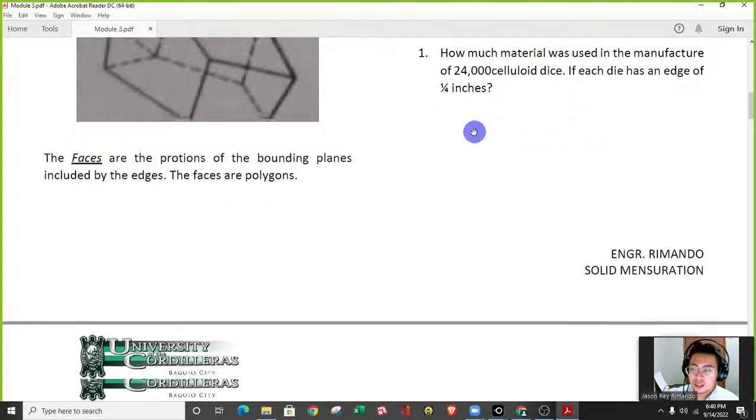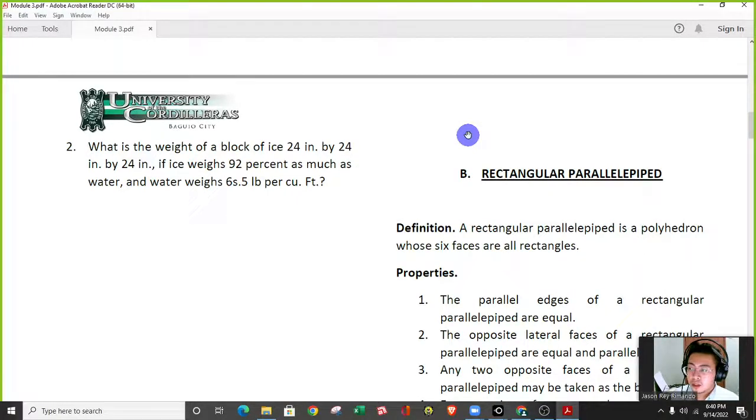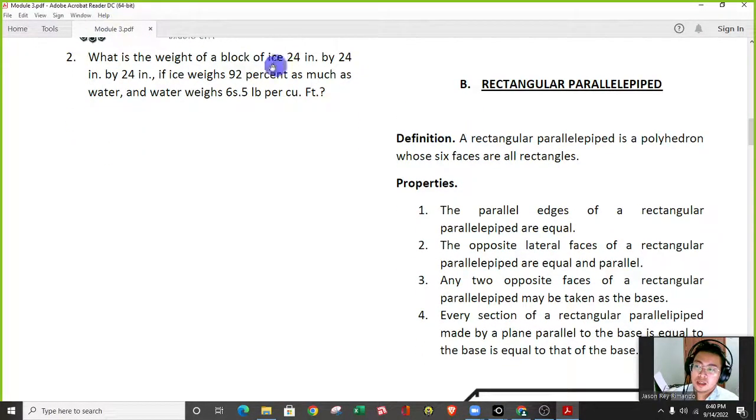Okay, next, problem number 2. What is the weight of a block of ice, 24 inch by 24 inch by 24 inch, if it weighs 92% as much as water? And water weighs 62.5 pounds per cubic feet. Okay? Tama ba ako? 62.5. Okay? Ito, 62.5 per cubic feet.